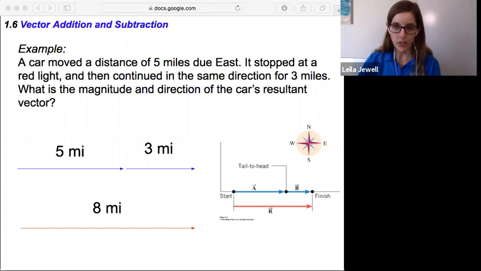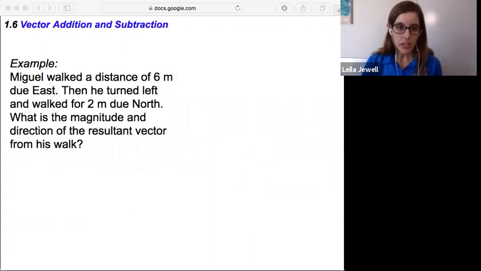Let's try another one. So it says Miguel walked a distance of 6 meters due east, then he turned left and walked for 2 meters due north. What is the magnitude and direction of the resultant vector from his walk? So notice this one is now a little bit more complicated, because Miguel is not just going in a single direction, due east. Miguel has 2 different directions. So this is where we want to draw it out very carefully.